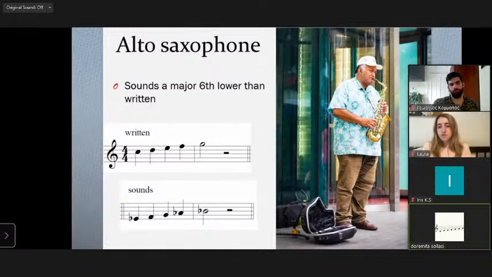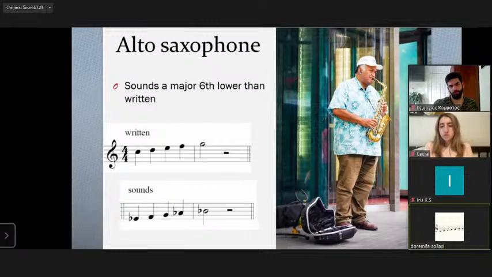The alto saxophone is also a transposing instrument, so it sounds a major sixth lower than written. This transposition is, I think, maybe the most difficult, because a major sixth is a big interval. It's a little bit difficult to transpose a major sixth. You have to get used to it, because that's the transposition of the alto saxophone.